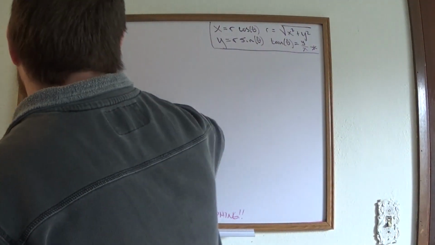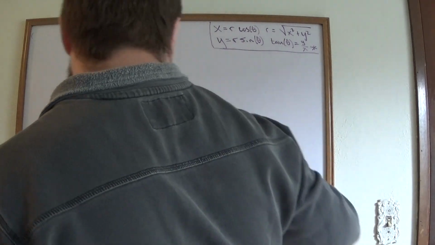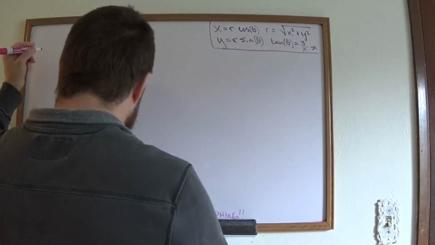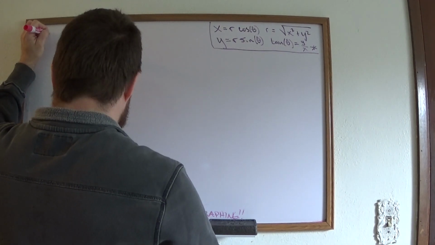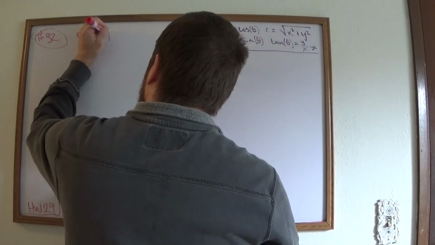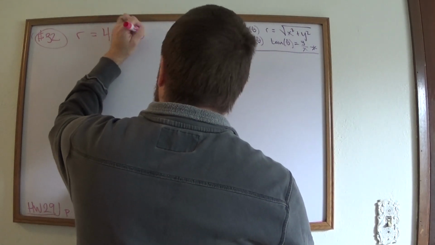Here's another example of pain. I didn't tell you which number that was, but this is what we're doing. So again, we're finding equations in x, y. So we're going from polar coordinates, converting to Cartesian. This is number 4.